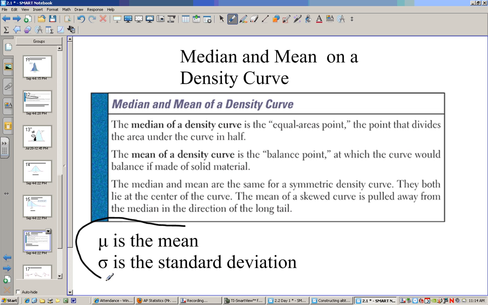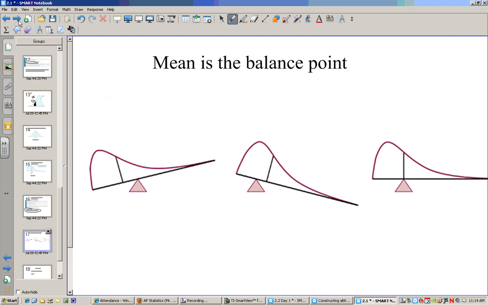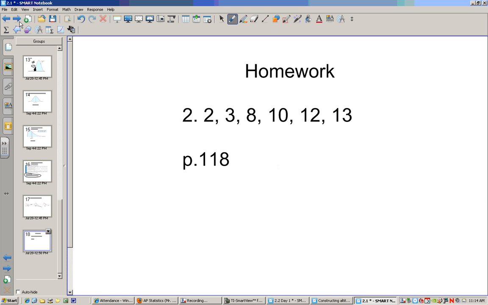Now, these two symbols for mean and standard deviation are what we use when we're talking about a theoretical mean and theoretical standard deviation. It's the idealized mean and the idealized standard deviation. We'll learn a lot more about that in the future. Now here, like the balance point, we talked about the mean being the balance point.